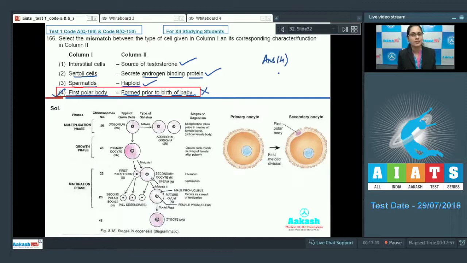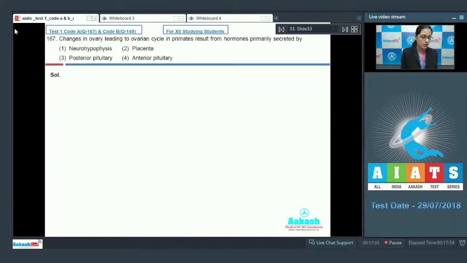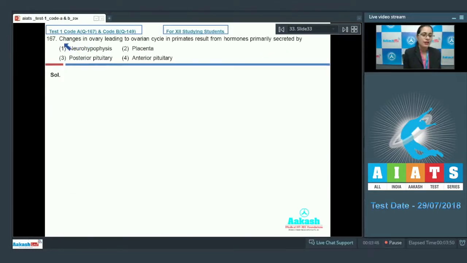Now let's proceed to the next question. Question number 167. Changes in ovary leading to ovarian cycle in primate result from hormones primarily secreted by. So in this question, we have to find out which structure is responsible for the secretion of hormones that will lead to the changes in ovary.